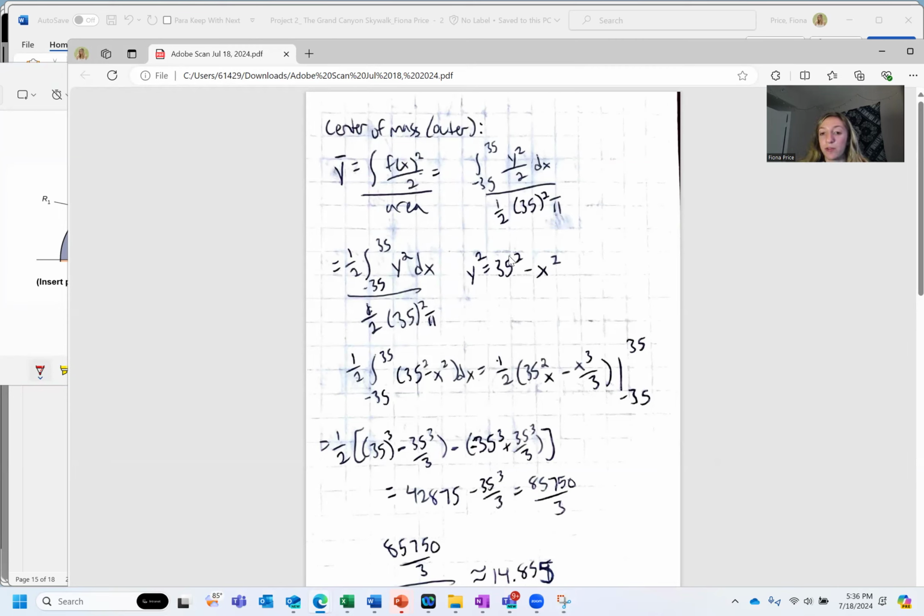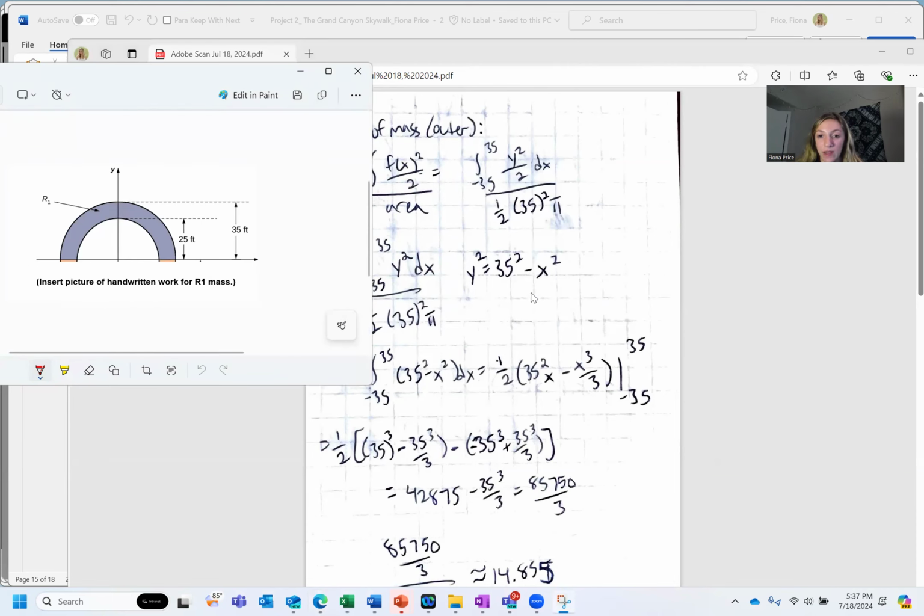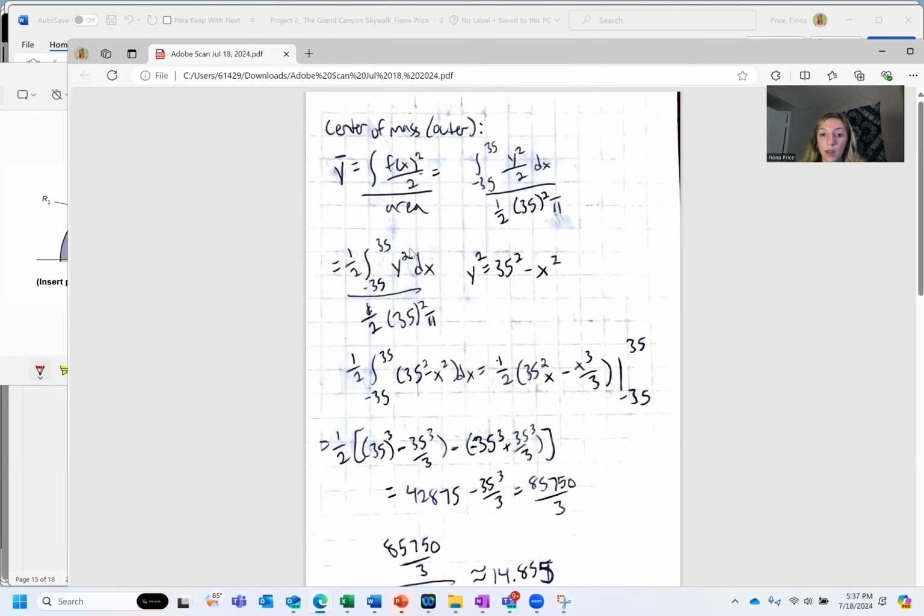But now remember, for a circle, x squared plus y squared equals r squared. So we know r squared is 35 squared, because that's our radius. So now we can use that to actually solve for y, and then we'll have it match our integral.